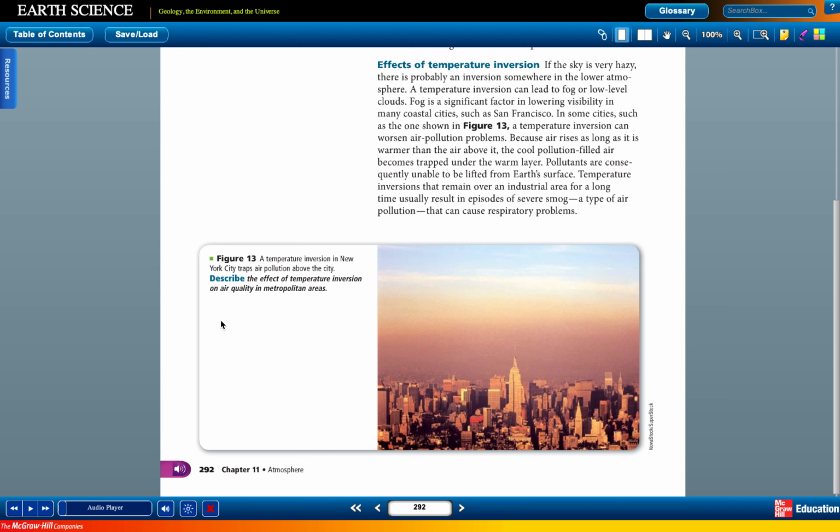Can you describe the effect of temperature inversion on air quality in metropolitan areas?